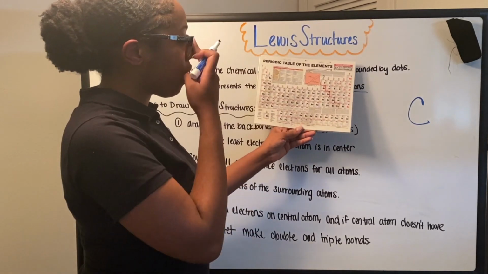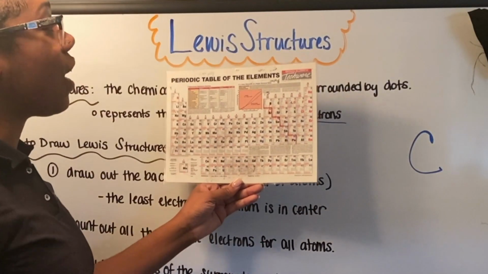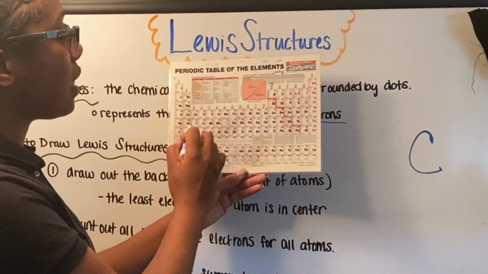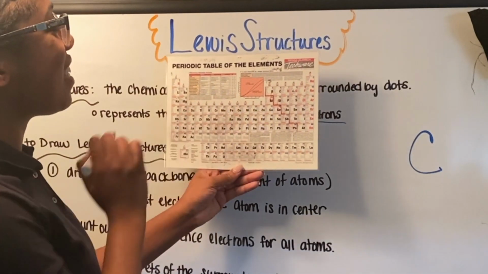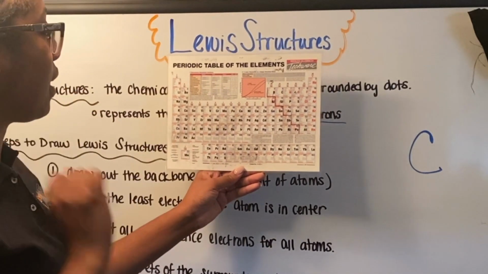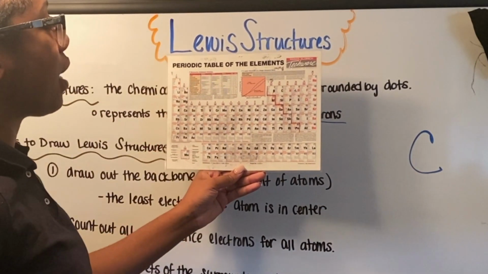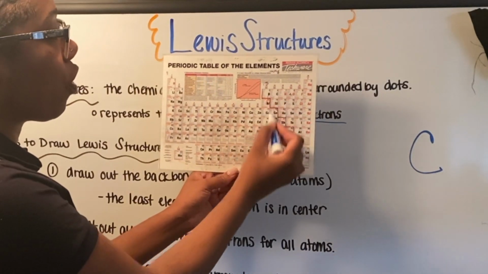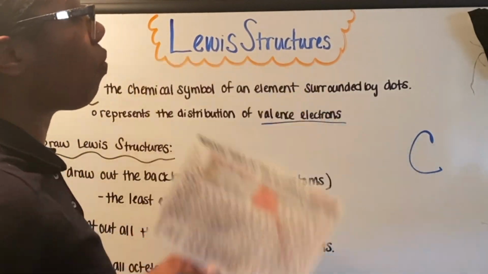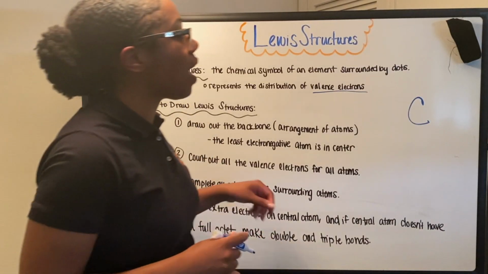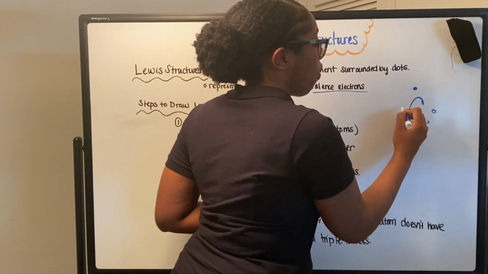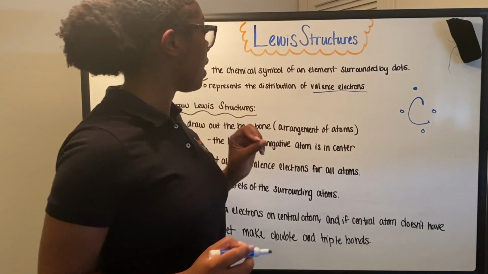Now, when we look at the periodic table, it already tells us the number of valence electrons for each element in a group. We don't pay attention to the transition elements. So these are all in group 1, so they're all going to have 1 valence electron. These are all in group 2, so they're going to have 2. Skip the transition metals, 3, 4, 5, 6, and so on. So carbon is in group 4, so that means it has 4 valence electrons. So there are going to be 4 valence electrons surrounding the carbon atom.